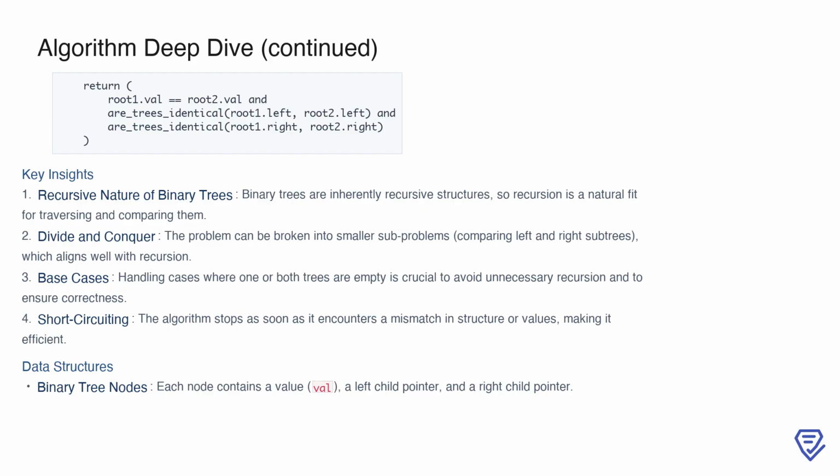Handling the base cases, such as when one or both trees are empty, is critical to avoid unnecessary computations and to ensure correctness. Another key insight is that recursion allows for short-circuiting. The algorithm terminates as soon as it finds a mismatch in either node values or structure, making it efficient. Finally, understanding the underlying data structure is important. Each binary tree node contains a value and pointers to its left and right children, which form the building blocks for this recursive approach.